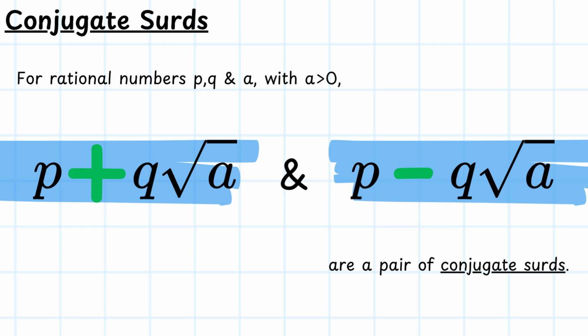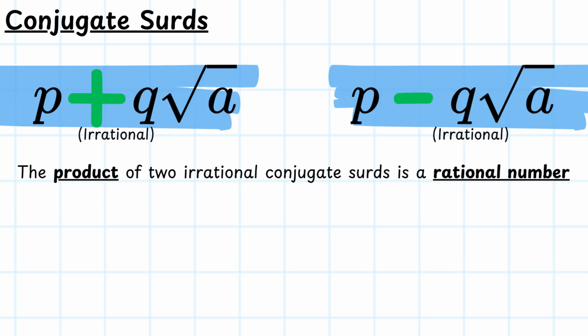So, how does this help us solve equations involving surds? Well, the product of conjugate surds is always a rational number. This is a powerful property that we can use to simplify and solve expressions involving surds.